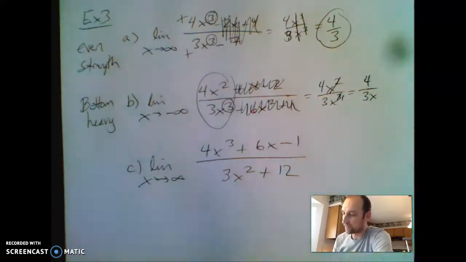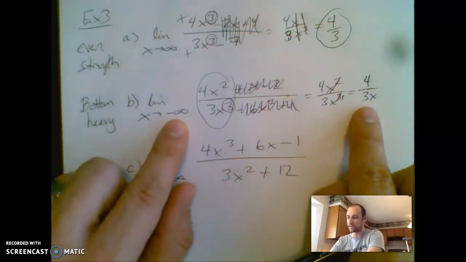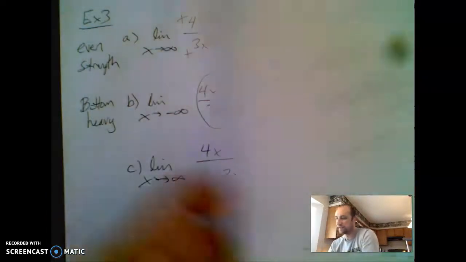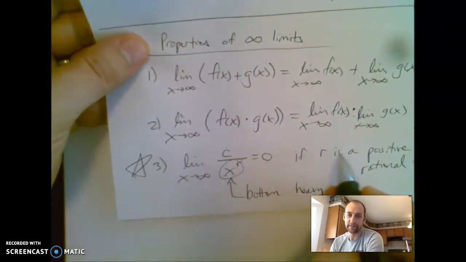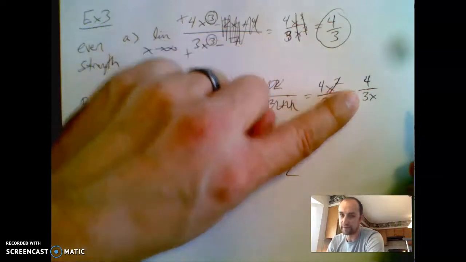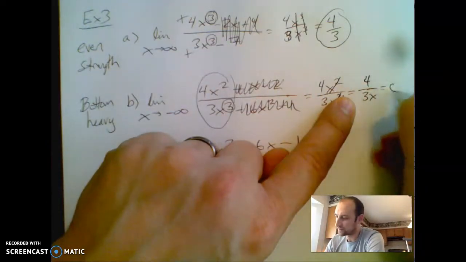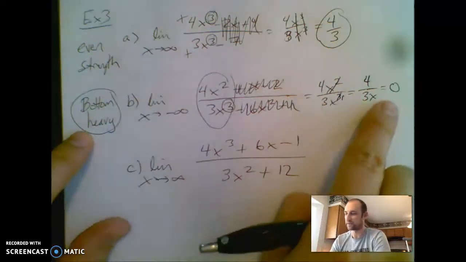And this should seem familiar because if there are still x's in the bottom and I put a huge negative in there, it's like that rule from before. If you ever have x's in the bottom and a constant on top, then your answer goes to 0 because it's like I'm taking 4 divided by negative 3 billion, right? That goes to 0 every time. Every bottom heavy graph will result in 0 as your answer.